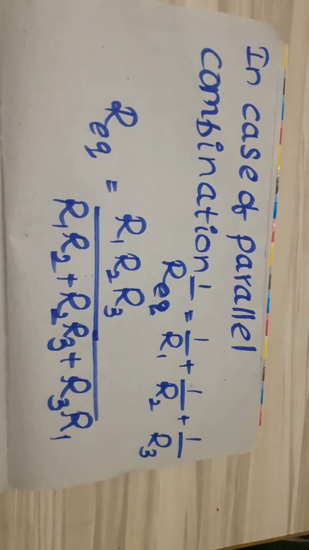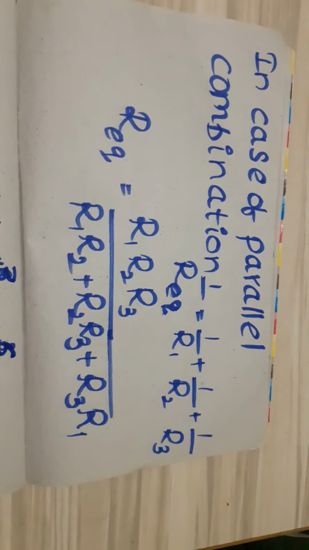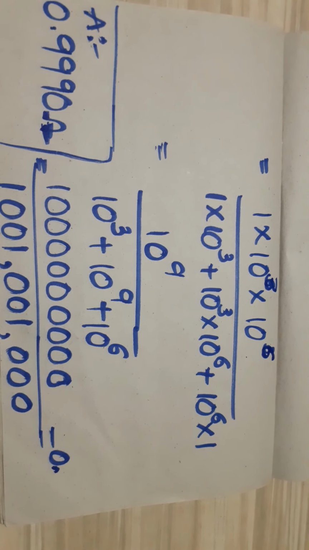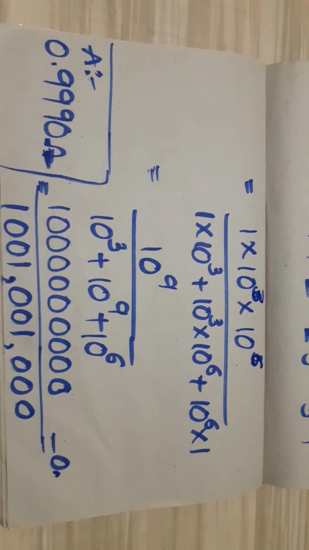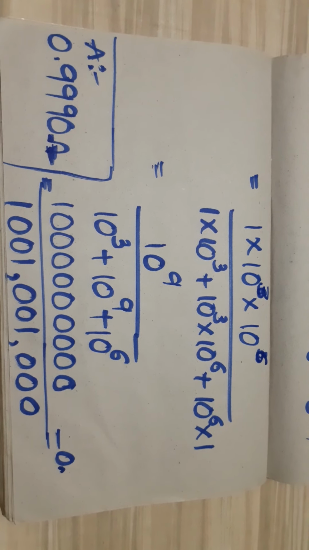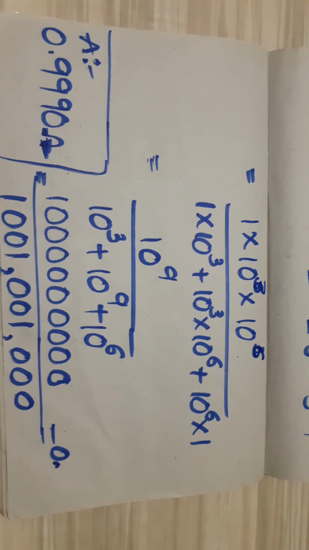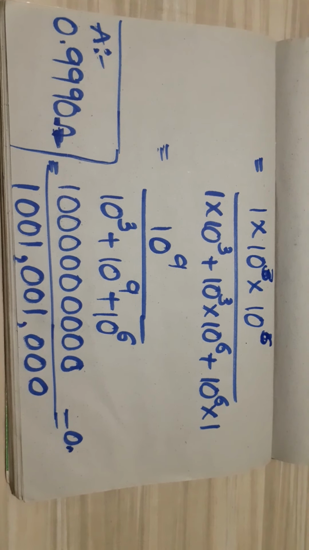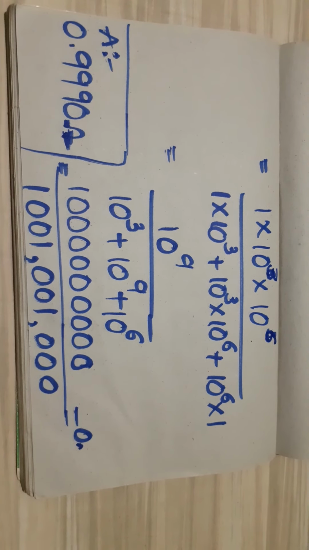Substitute the values of R1, R2, R3, we get 1 into 10 to the power of 3 into 10 to the power of 6, by 1 into 10 to the power of 3 plus 10 to the power of 3 into 10 to the power of 6 plus 10 to the power of 6 into 1. On the numerator, the total value is 10 to the power of 9. On the denominator, 10 to the power of 3 plus 10 to the power of 9 plus 10 to the power of 6. So total value is 0.9990 ohm.